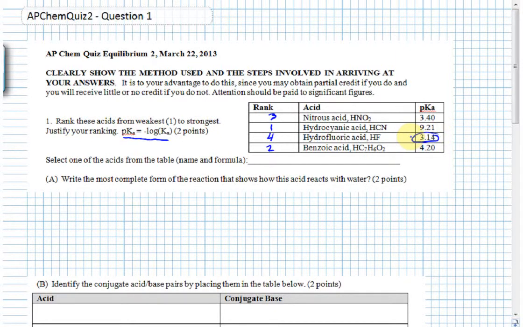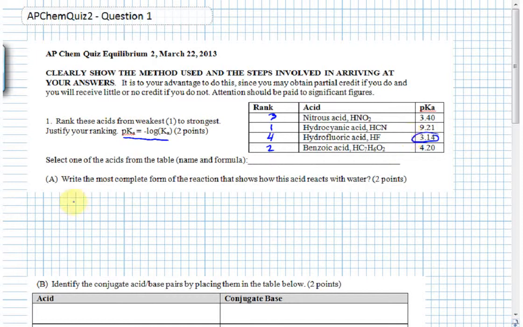Okay, so there we go. pKa is just a very efficient way of expressing Ka. Just like pH, the lower the pH, the higher the hydrogen ion concentration; the lower the pKa, the larger the Ka, the stronger the acid. All right, these are all weak acids. So when we're talking about weak and strong, we're talking about things in relative terms.